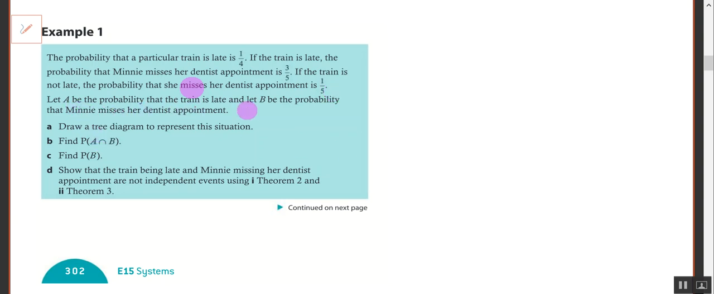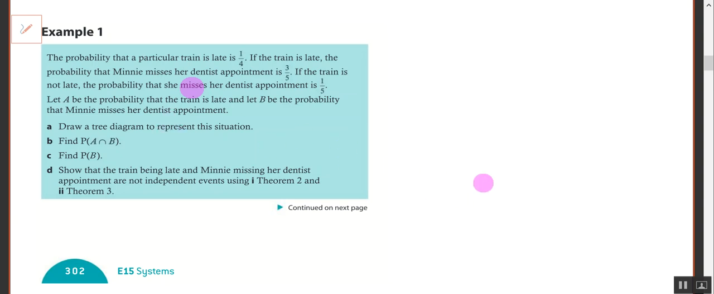Let A be the event that the train is late, and let B be the event that Minnie misses her dentist appointment. I'm not going to do that. I'm not going to change to A's and B's. I'm just going to do it in what they give me. I hope that's all right with you, but feel free to do it with A's and B's, which is what the example has in the book. I'm changing it a little bit so that we can actually think rather than just copy the solution down from the book.